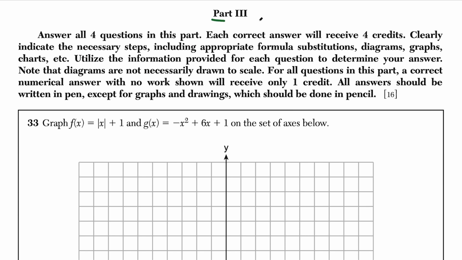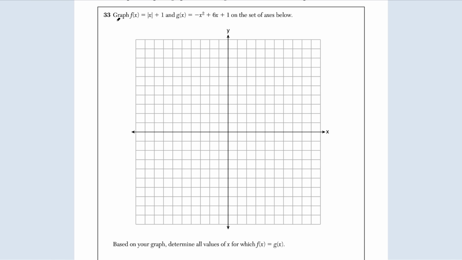So now we move on to the part 3 questions, and these questions are worth 4 credits. Question 33, we're going to do 2 things. We're going to graph these functions here, and then we're going to use the graph to determine the values of x for which the functions are equal.